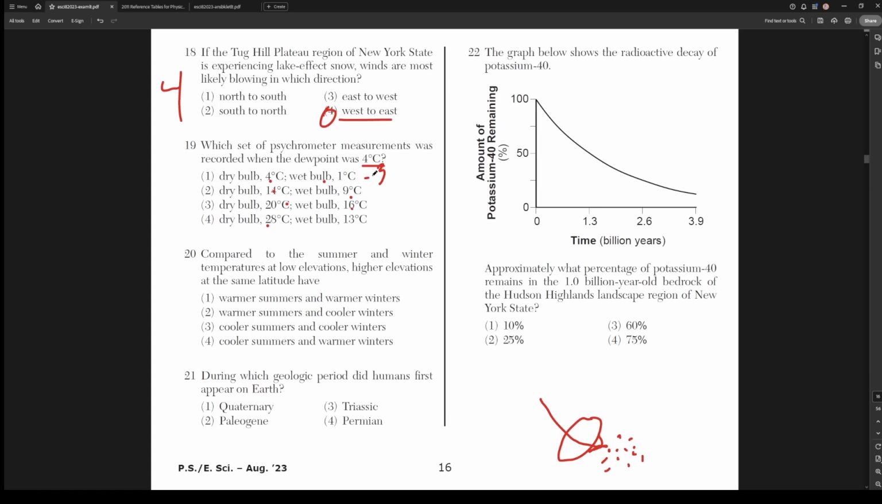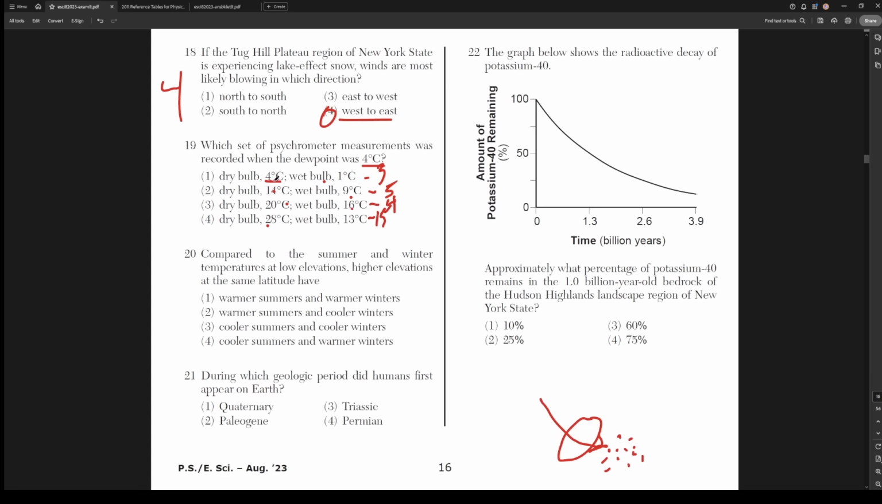By the way, you do get a calculator on the Regents, so if you're not good at subtraction or you're worried about it, real quick, you could just plug it into your calculator and be absolutely sure. So 14 minus 9 is going to be 5. 20 minus 16 is 4. 28 minus 13 is 15. So now that we got our subtracted things, we're going to go check those spots.